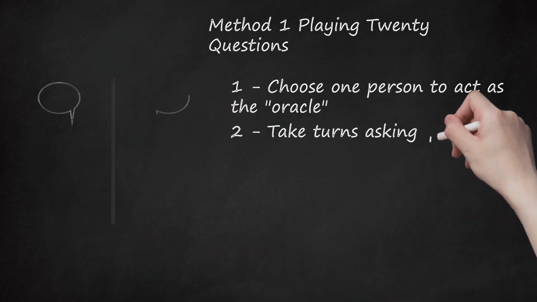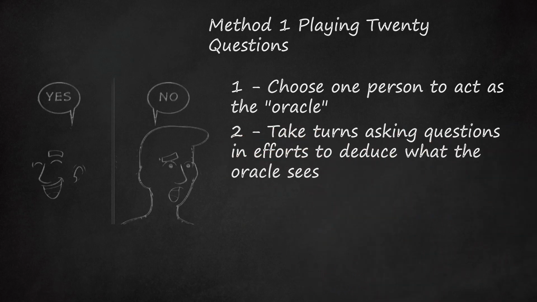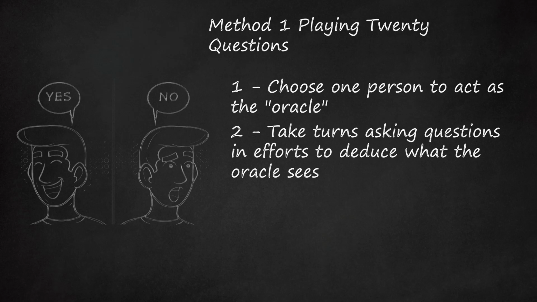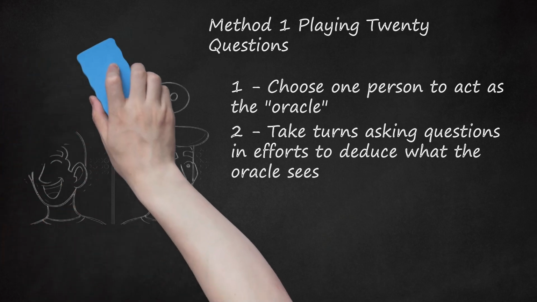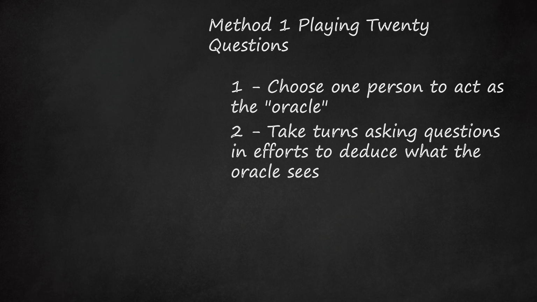2. Take turns asking questions in efforts to deduce what the oracle sees. The oracle will respond with either a yes or a no to these questions, nothing more, and the players have a total of 20 questions they are allowed to ask. The questions will all be of a deductive nature, creating clues to investigate what the subject might be. Only 20 questions in total may be asked.